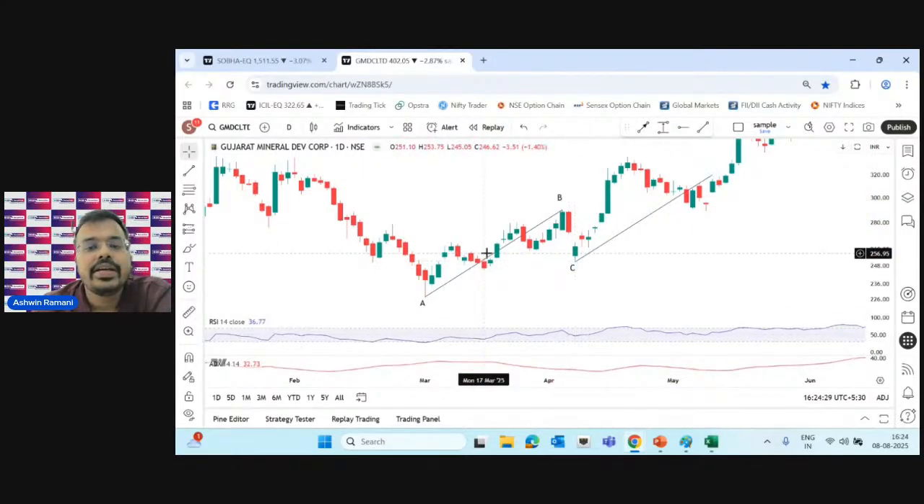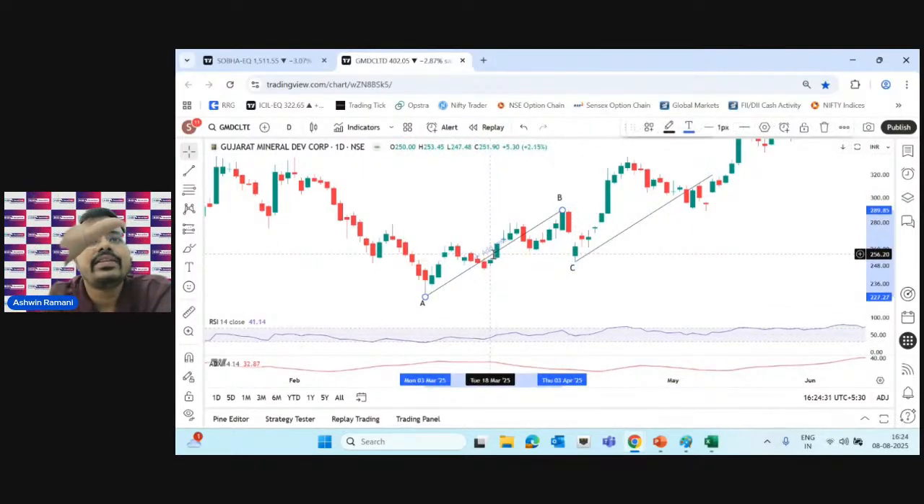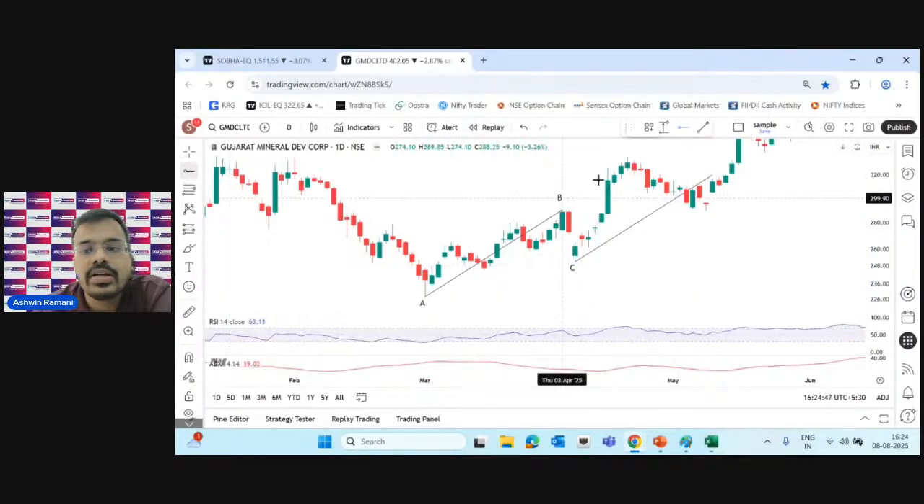Can you all see? This is the length of A to B. First I drew the length, then did Control C, Control V, and I took that same trend line and kept it at the low of C here. And can you see the point is ending here at this point? So now I will take a horizontal ray at this point.